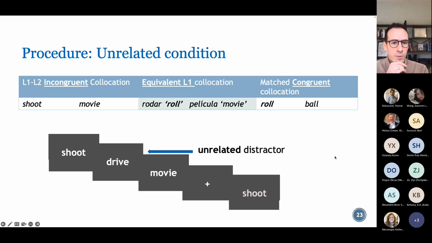So what you can notice here is that of course, shoot is the correct verb here, and drive is an unrelated distractor. So it's not semantically plausible, or it's not related to movie or shoot. So it should be a fairly easy task to reject this distractor, right? And that is what half of the learners saw.